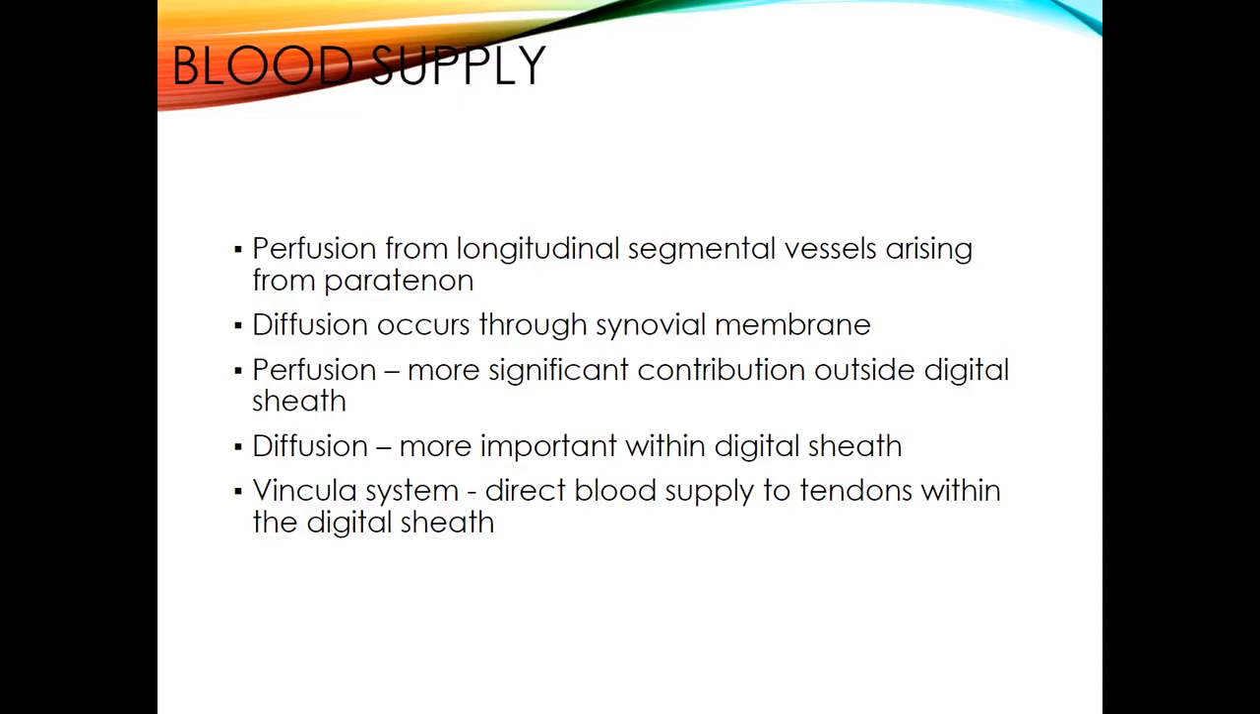So again, outside of the flexor tendon sheaths, perfusion, so direct blood flow with those segmental vessels along the peritenon, is the most significant contributor to tendon blood flow. But within the tendon sheath, it's diffusion of nutrients through the flexor tendon sheath.